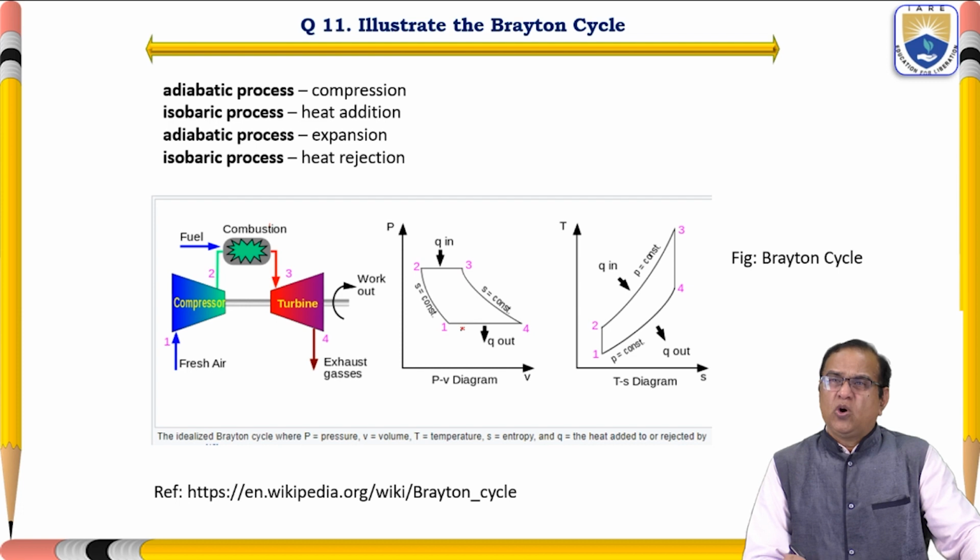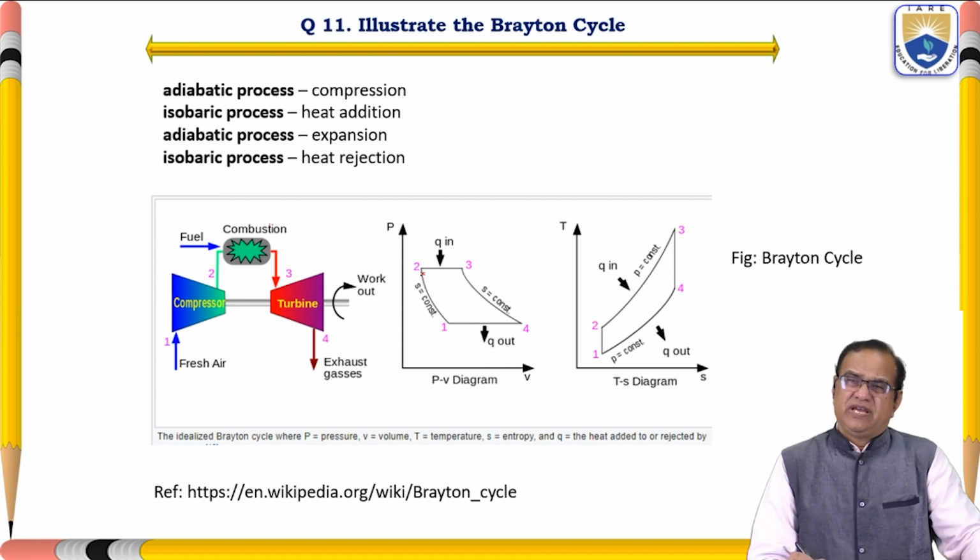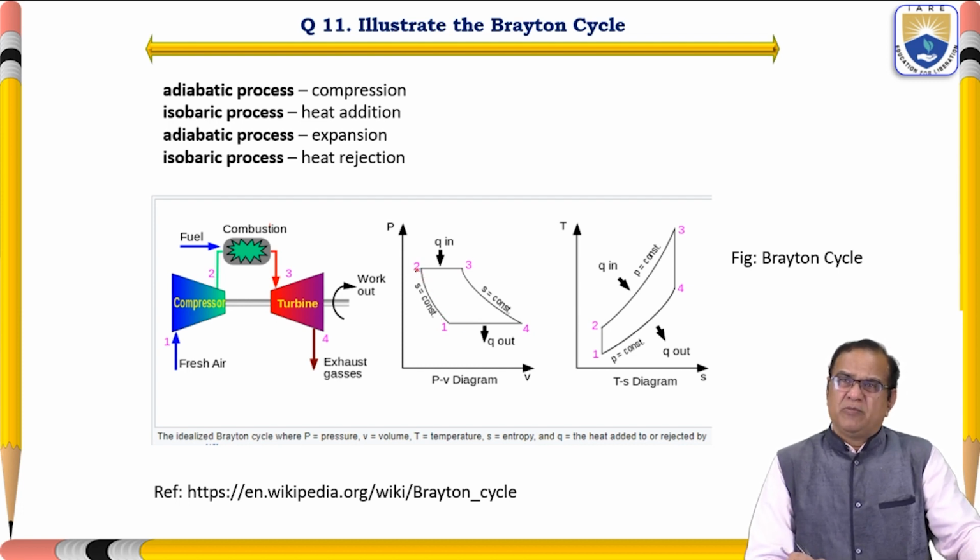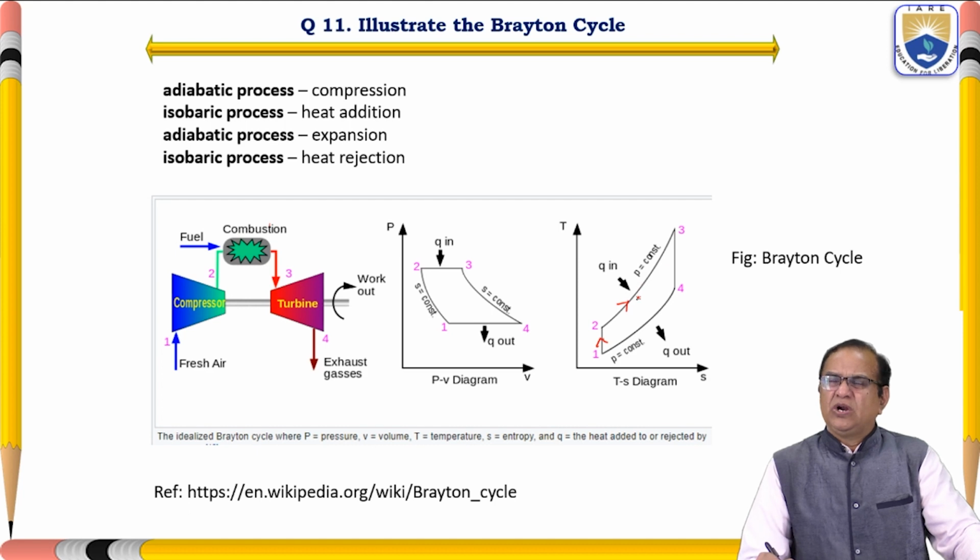and then it is rejected. So 1 to 2 is a constant entropy or isentropic compression process. 2 to 3 is a constant pressure heat addition. 3 to 4 is an isentropic expansion, and 4 to 1 is a constant pressure heat rejection. In the TS diagram, 1 to 2 is a compression. This is the heat addition, 2 to 3. 3 to 4 is your power cycle or expansion, isentropic, and this is the heat rejection.